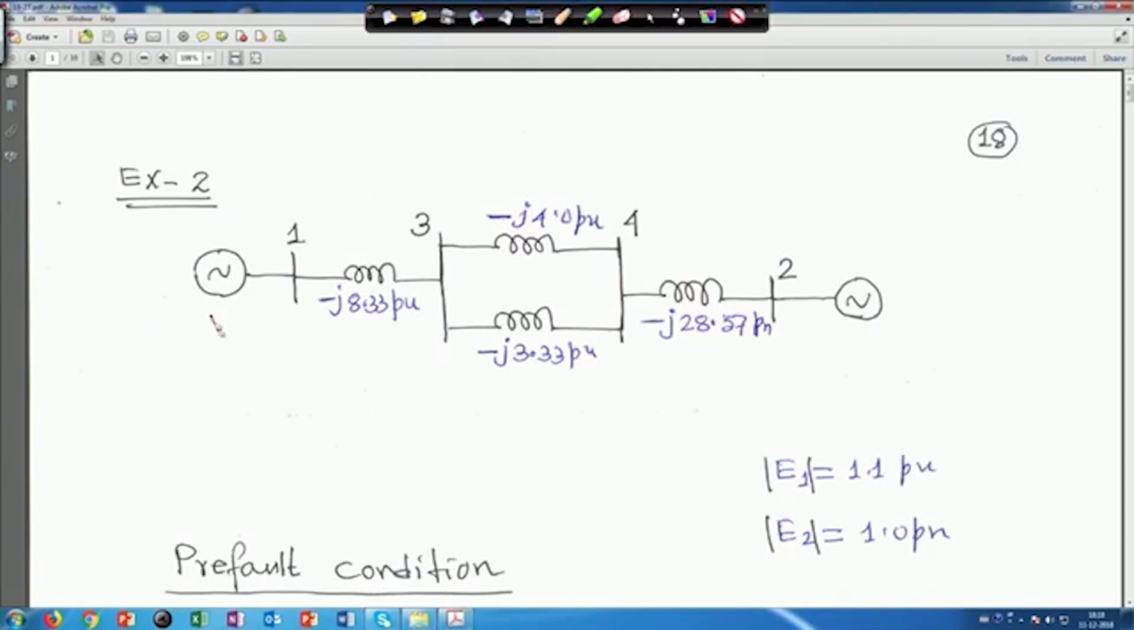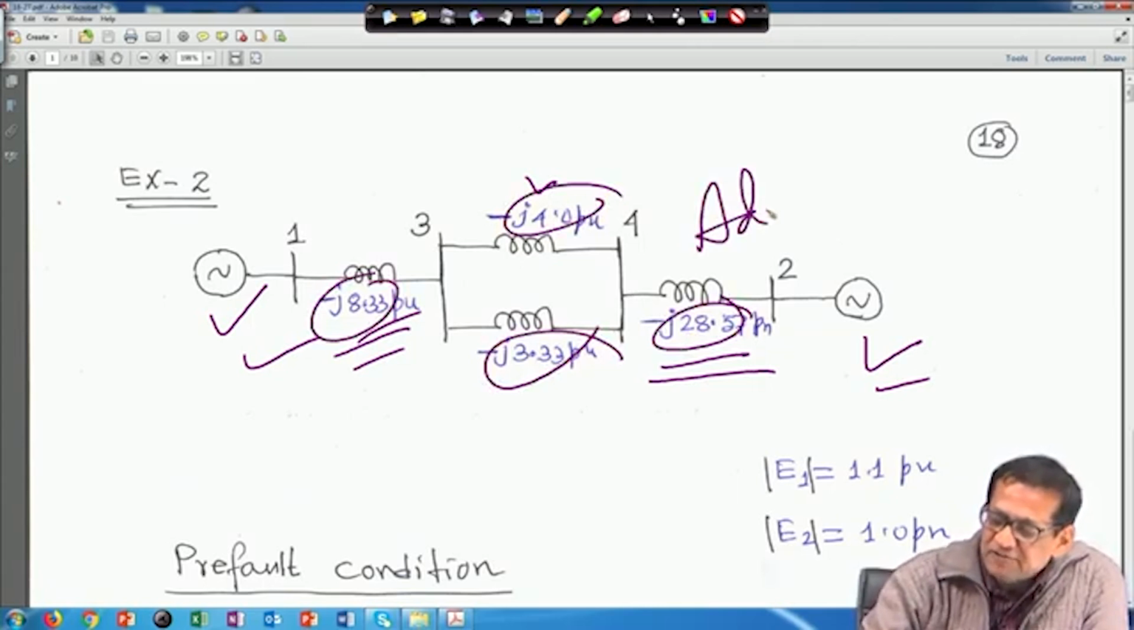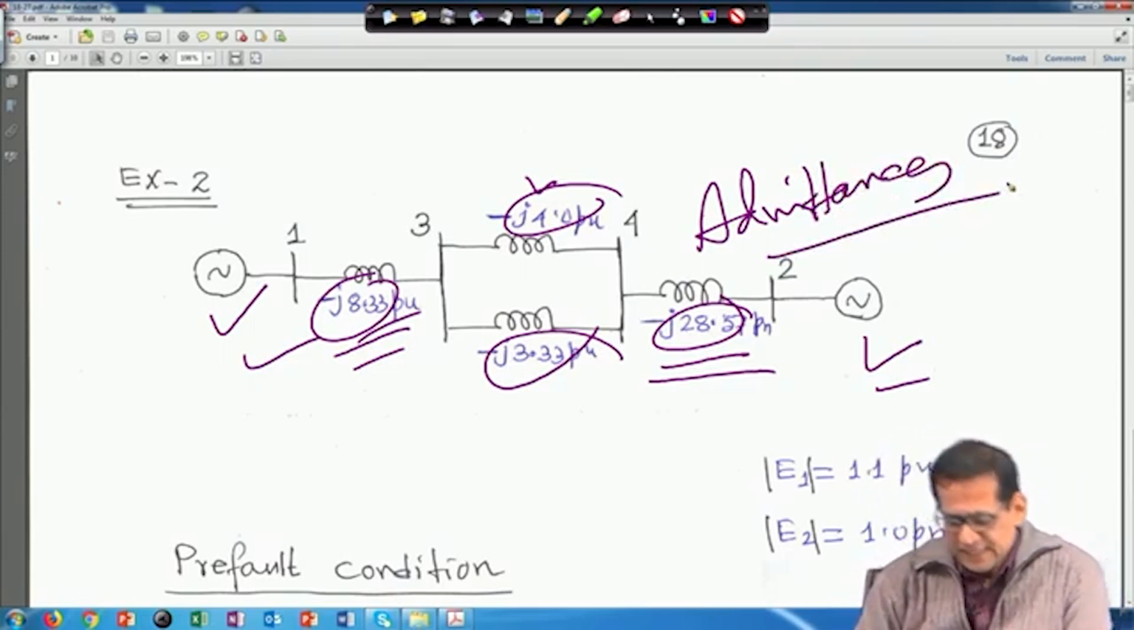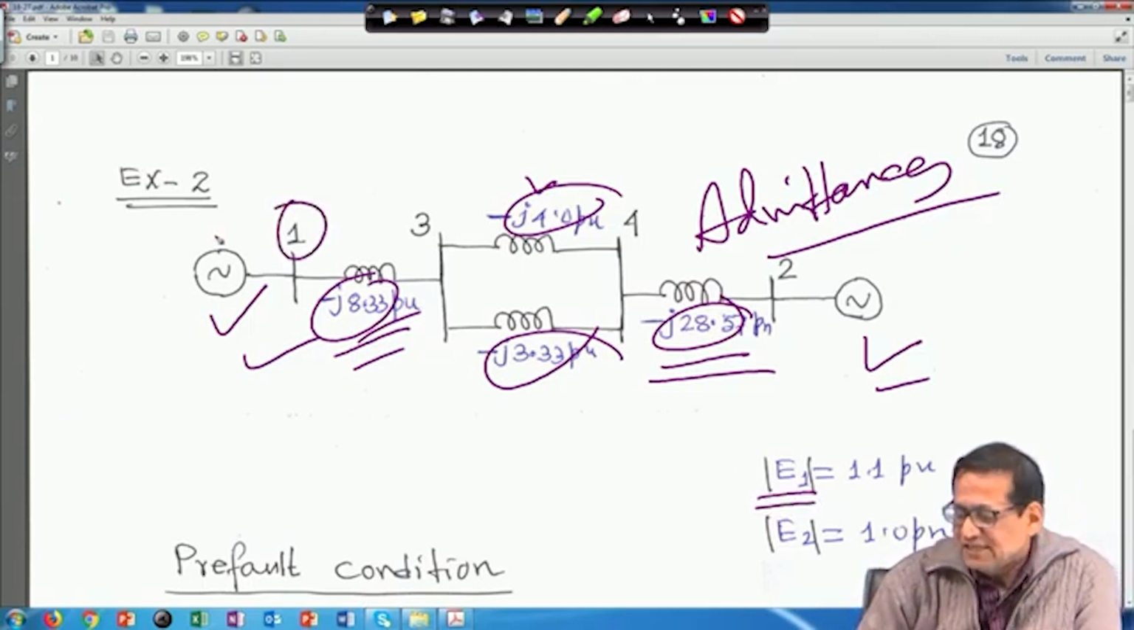In this example, two generators are there, and all these xd dash values and line parameters have been converted to admittances. So, xd1 dash, xd2 dash and the line parameters are all admittances, right. Another thing given is the magnitude of voltage E1, that is 1.1 per unit, and the magnitude of E2 is given as 1.0 per unit, right.